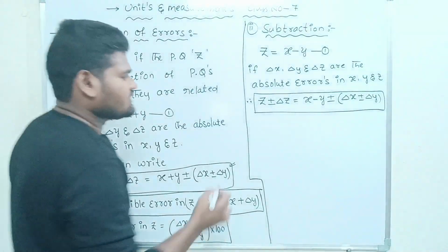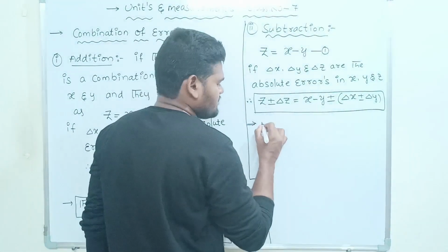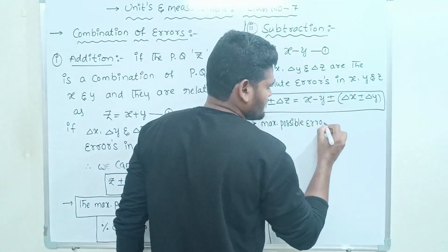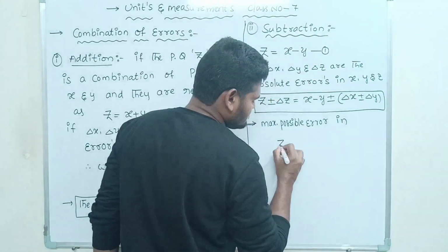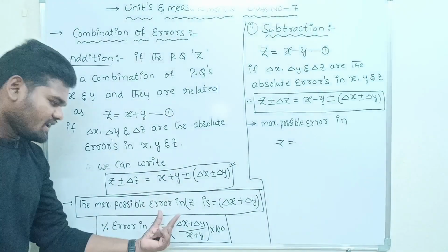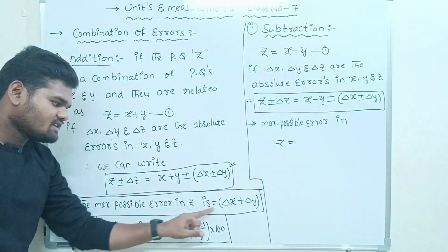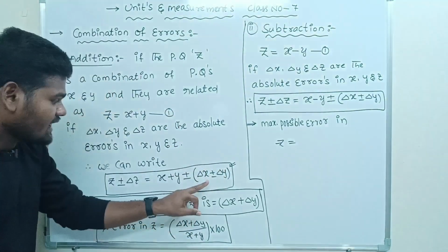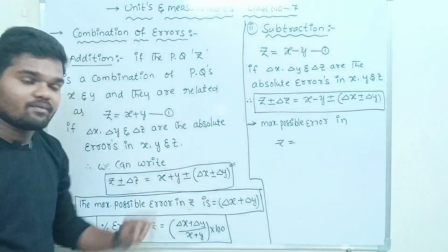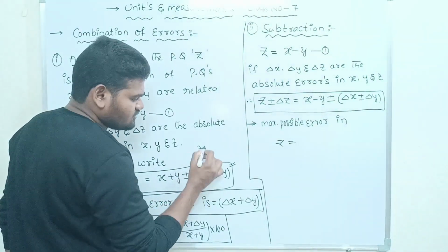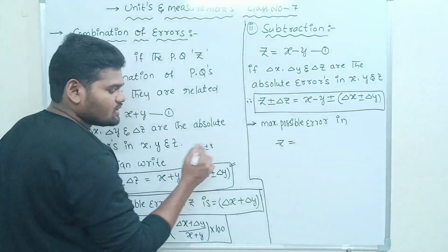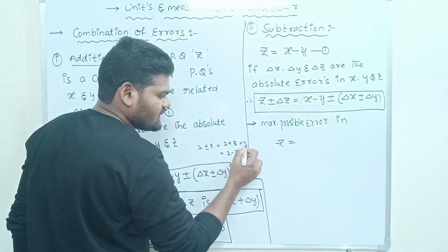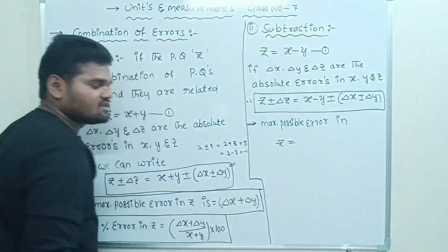Are you getting? Okay, so note the maximum possible error in Z. Here the maximum possible error in Z is delta X plus delta Y. I'm talking about the maximum. What is the meaning of maximum? Here we are having plus or minus. For example, delta X is equal to 2 and delta Y is equal to 3. What is the maximum value? It leads to 2 plus 3 and 2 minus 3. 2 plus 3 is equal to 5, 2 minus 3 is equal to how much? Minus 1. Are you getting?